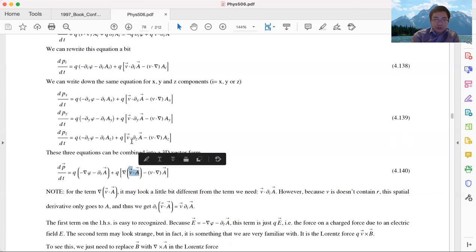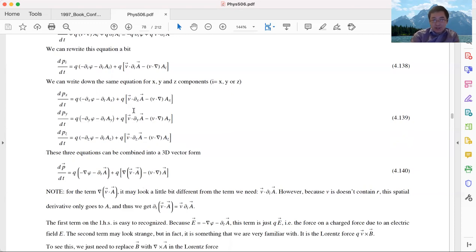So this formula is a little bit different from the formula we have here. In the formula we have here, the derivative only goes to a. Velocity is outside my derivative. Okay? Velocity is outside my derivative. We only have derivative to a. But in this form, we have derivative for both v and a, v times a.